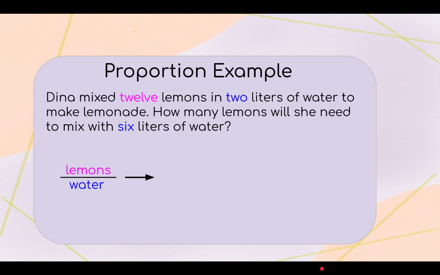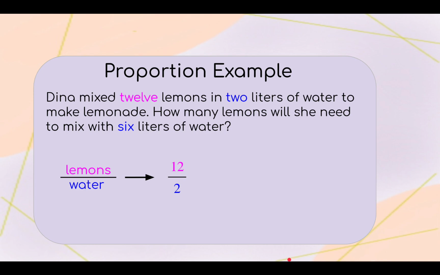Now, the next thing I'm going to do is use the information that is known to make a fraction. But before we make a fraction, we want to make sure that because I use lemon as my numerator, anything that's representing lemons has to be on top. And because I use water as my denominator throughout the whole equation, I have to make sure anything related to water is on the bottom of my fraction. Therefore, my first fraction would be 12 divided by 2.